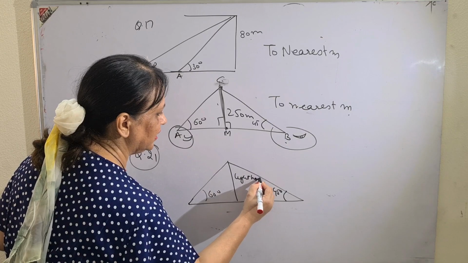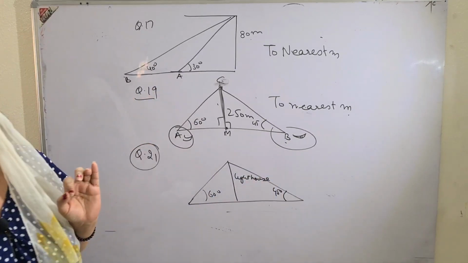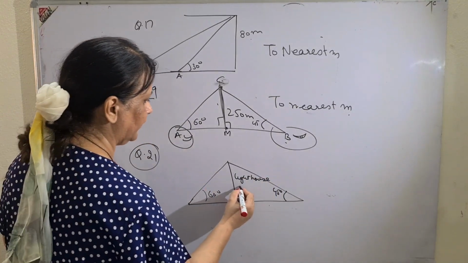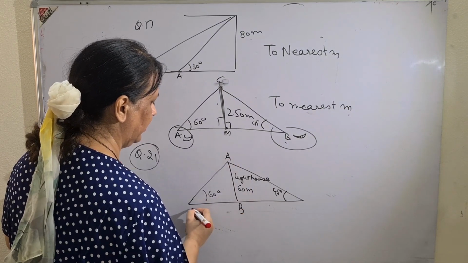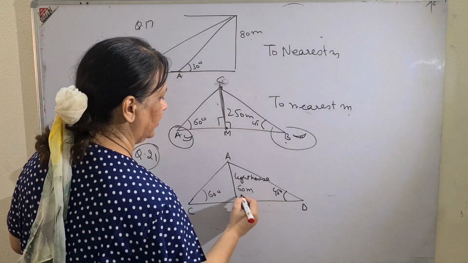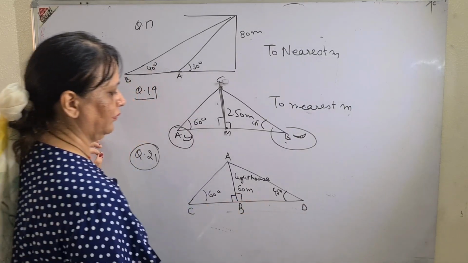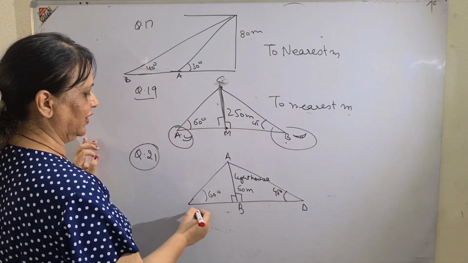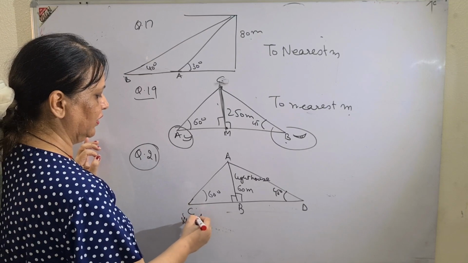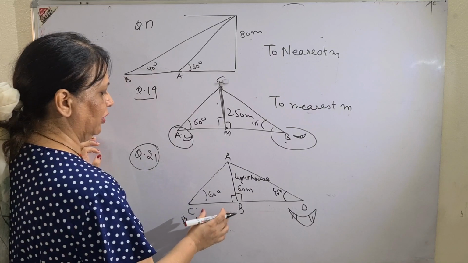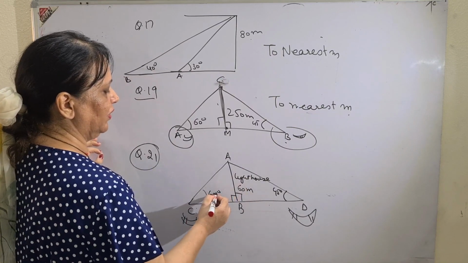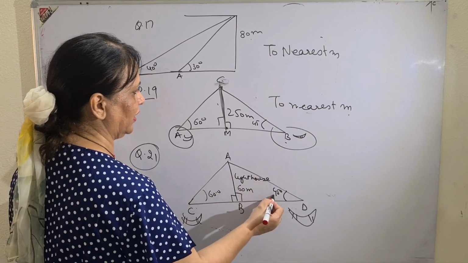Lighthouse, how tall is it? It is 60 meter high. A, B, C, D. So again, you have to find the distance between the two ships which are on the opposite sides of the lighthouse, and that will be BC plus BD. Once you will take tangent 60, another time you will take tangent 45.